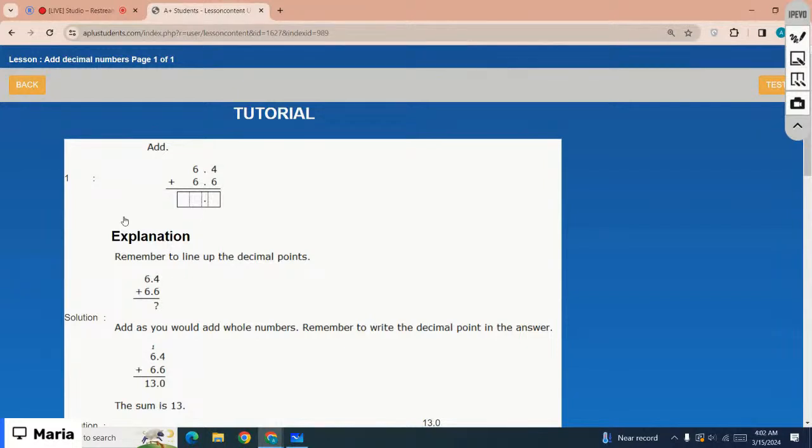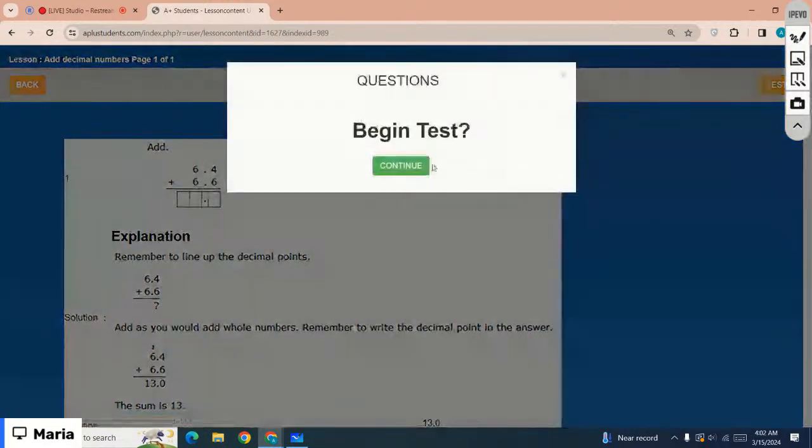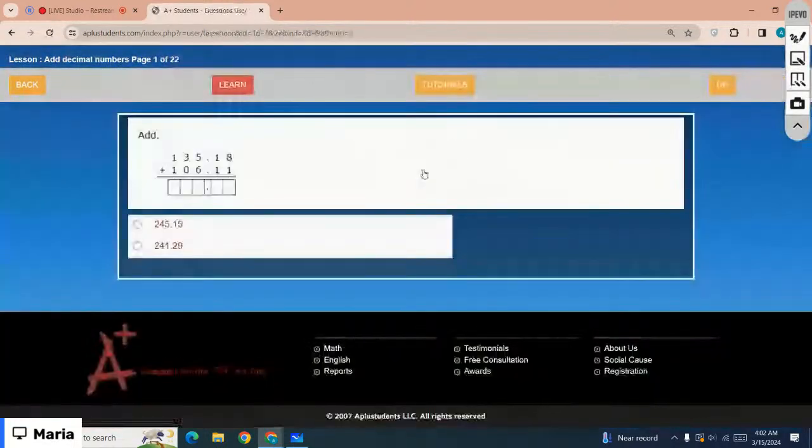Okay, let's just start with the practice questions. Let's see how we add the decimals. Add 135.18 plus 106.11. They are already written one above the other and lined up with the decimal point, right? So start adding from the rightmost digit.